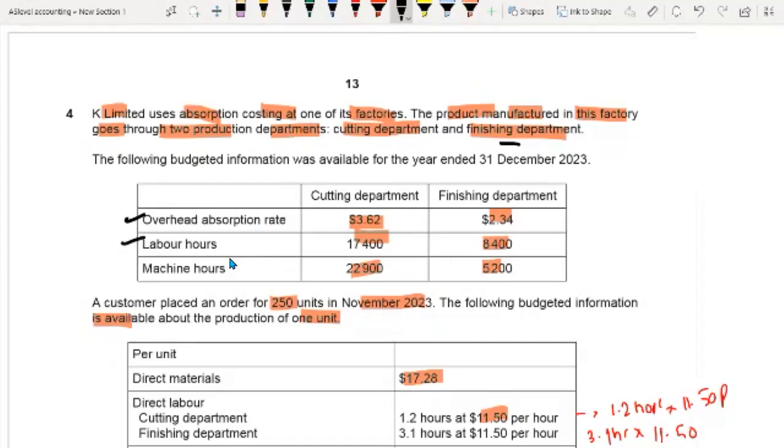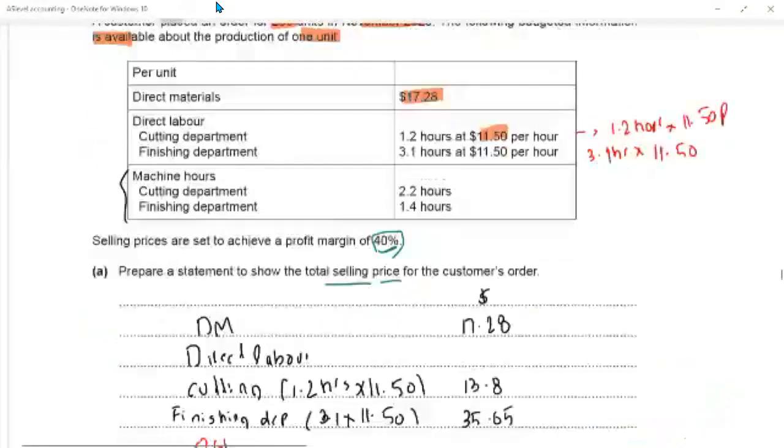So it means that the cutting department is capital intensive, because as you can see, machine hours equal 22,900. And the finishing department is labor intensive, because labor hours are more than the machine hours. A customer placed an order of 250 units in November 2023. The following budget information is available about the production of one unit. So we have this information.